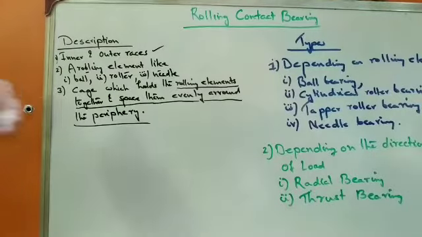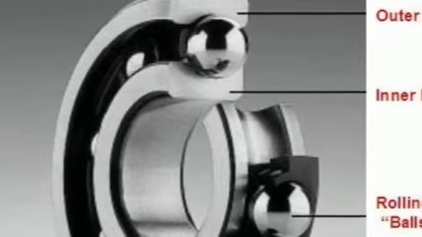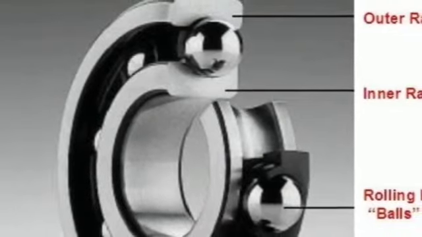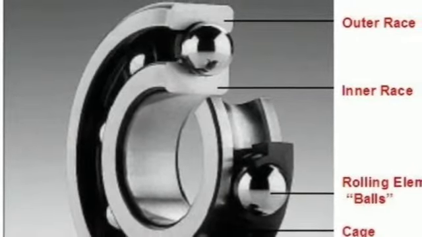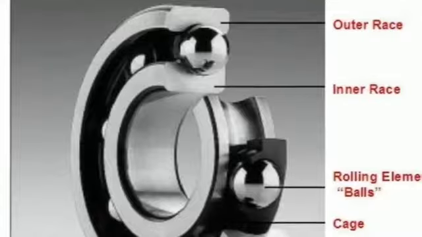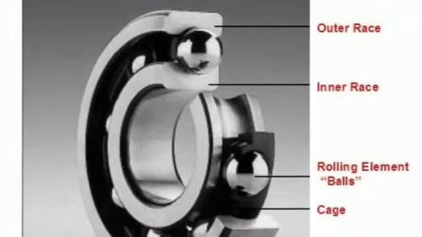The first one is, as discussed, the inner and the outer race. The second is the rolling element, which could be a ball, a roller, or a needle. The third is the cage, which holds the rolling elements together and spaces them evenly around the periphery. The figure shows a rolling contact bearing. The outer one is the outer race, the inner one is the inner race, and within lies the ball, and the whole element is enclosed in a cage which holds it together evenly, as I discussed before.